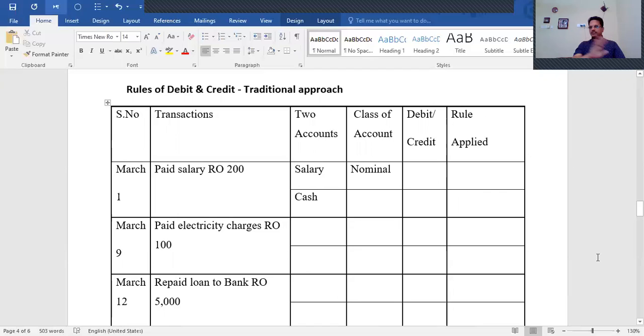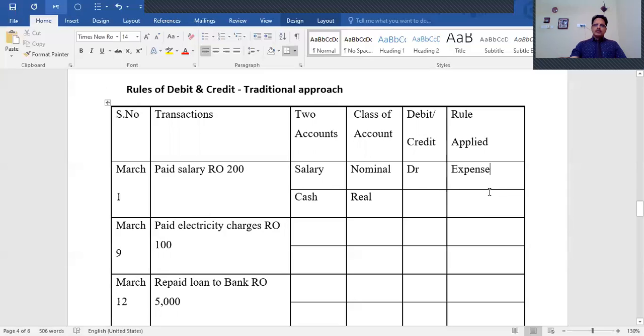Cash you know already, cash is an asset. Here you have to check whether it is personal or real. Asset is called real account. All the accounts of assets and properties are real accounts. Now you can check whether salary is debit or credit. You have to apply the nominal account rule. What is the nominal account rule? Debit all expenses and losses, credit all incomes and gains. So salary is an expense, so debit. Why do you debit? Because it is an expense.